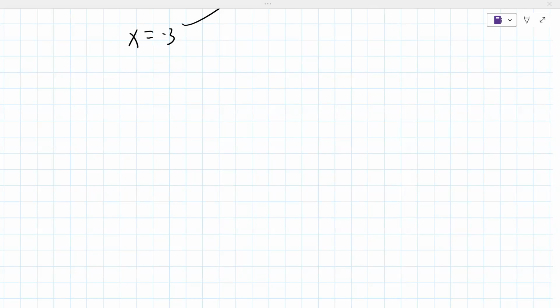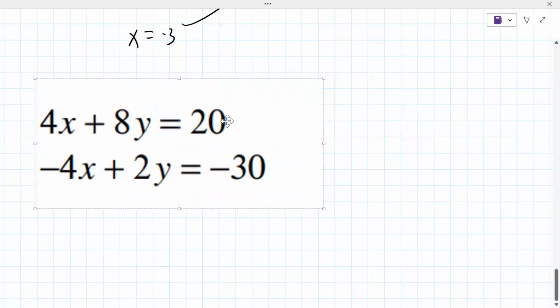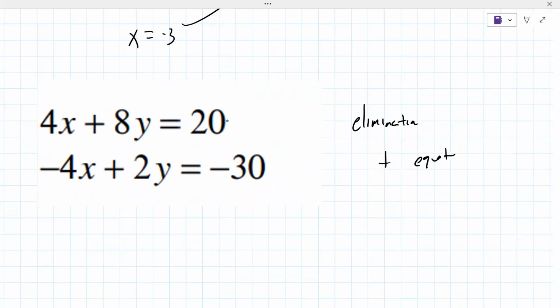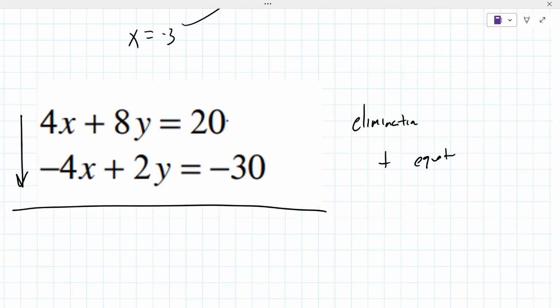So the most basic type of elimination is to add the equations. If you were to add these equations vertically, what is the result of 4x minus 4x? 0. And what is 8y plus 2y? 10y. 20 plus -30, -10. Now you eliminated x. Okay, x is gone. Your elimination.